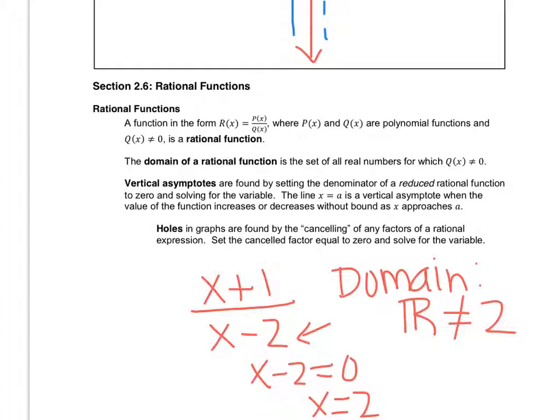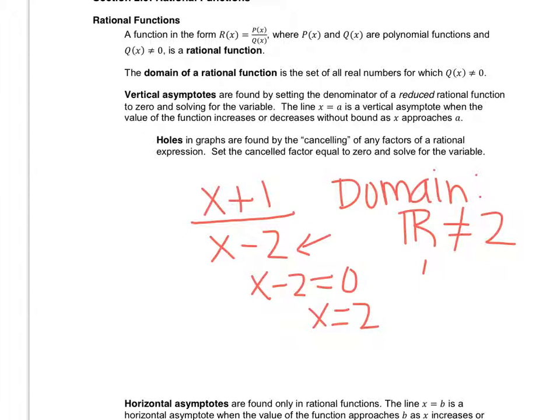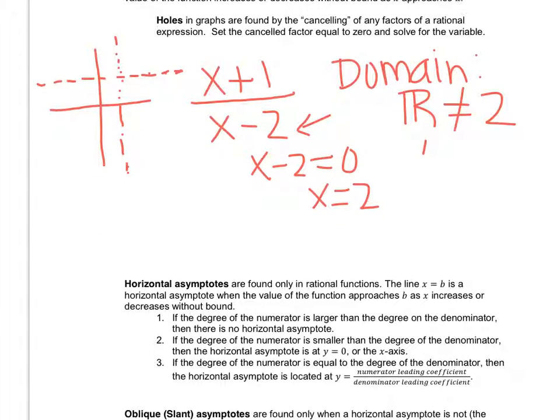Now, we're also going to use setting the bottom equal to 0 to find our vertical asymptotes. Vertical asymptotes are found by setting the denominator of a reduced rational function to 0 and solving for the variable. So a vertical asymptote would be a dotted line that goes up and down, just like I showed you on our bell work. We're also going to talk about horizontal asymptotes. That would be when we have a horizontal line, that imaginary line the graph will approach but never actually meet.